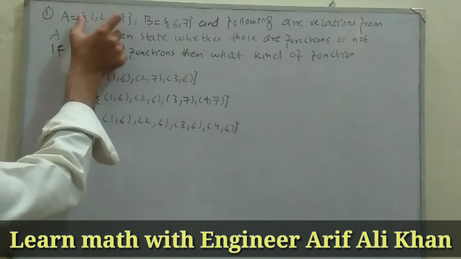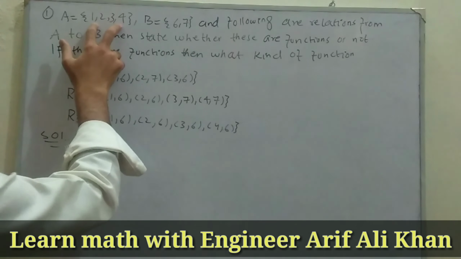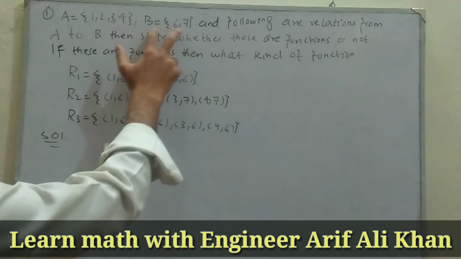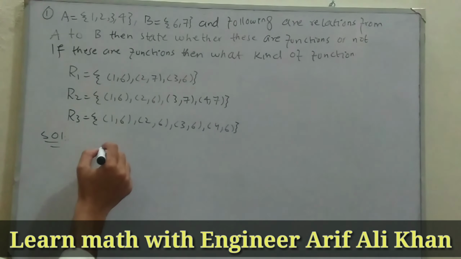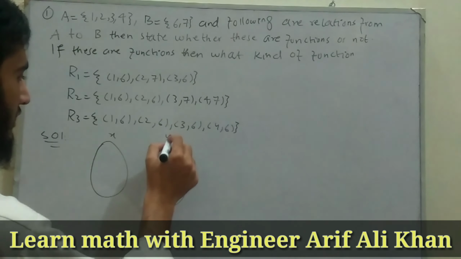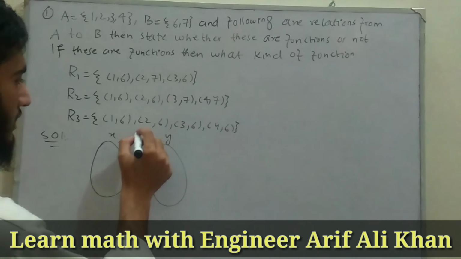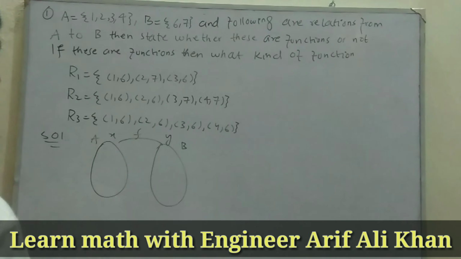Remember, set A contains elements 1, 2, 3, 4. These are our domain, the x values. We will consider set B as the range, the y values. Here a function is represented just like this. Let's suppose these are x values and these are y values. This is the representation of a function. This is set A and this is set B. In set A we have 1, 2, 3, 4.